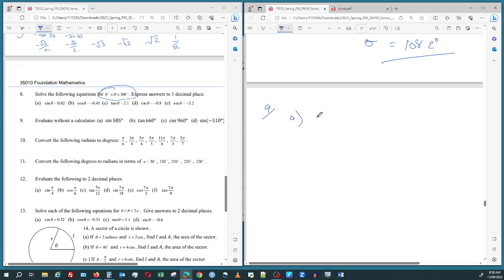So sine 585 at first instance looks horrific, because what on earth is going on? But all this means is that it's gone around once, so that's 360. Now I could divide 585 by 360, or I could just subtract 360 from 585. That would be the easiest thing to do.